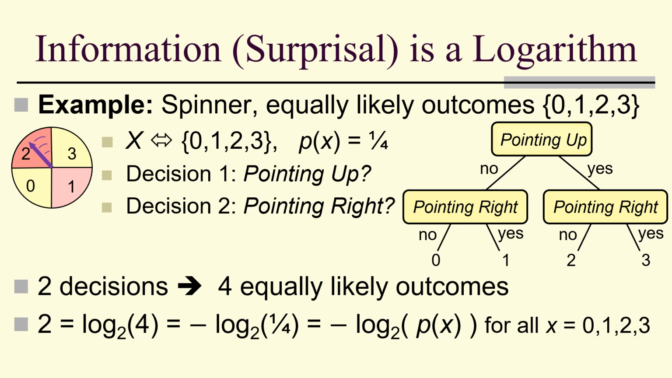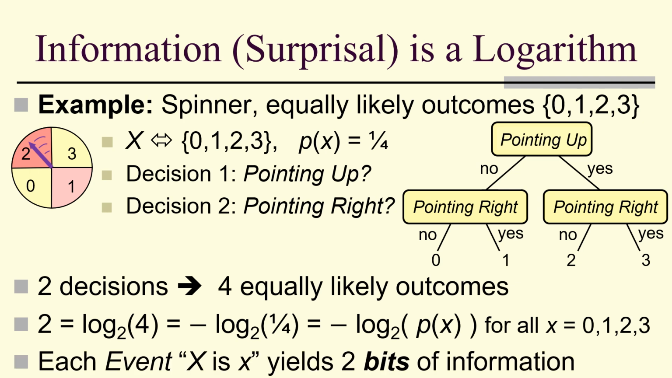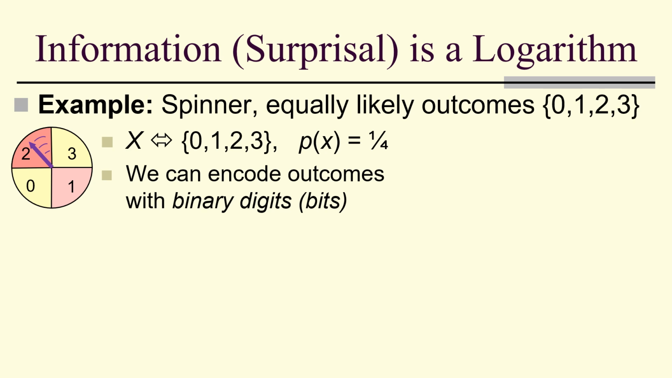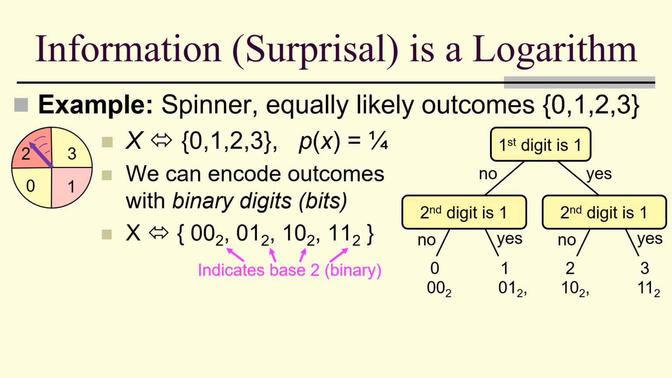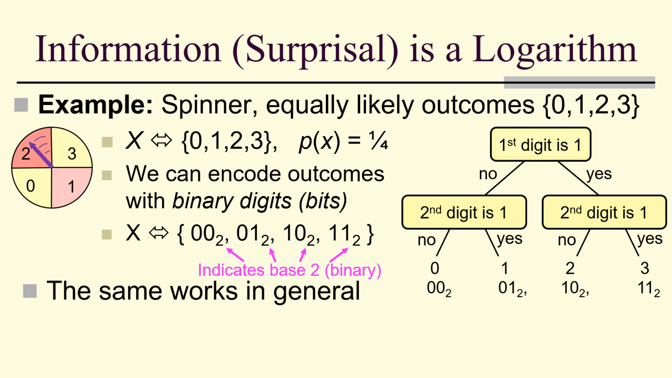So 2 is log base 2 of 4, which is negative log base 2 of a fourth, which is negative log base 2 of p of x for all x equals 0, 1, 2, 3. So for the event x equals any spinner outcome, the self-information is 2 bits of information. We can encode outcomes with binary digits: x is 00, 01, 10, 11. And the 2 here simply refers to the base. So we have our 2 decisions, we get our 4 outcomes, and those 4 outcomes can be labeled by strings of binary digits. The same works in general.